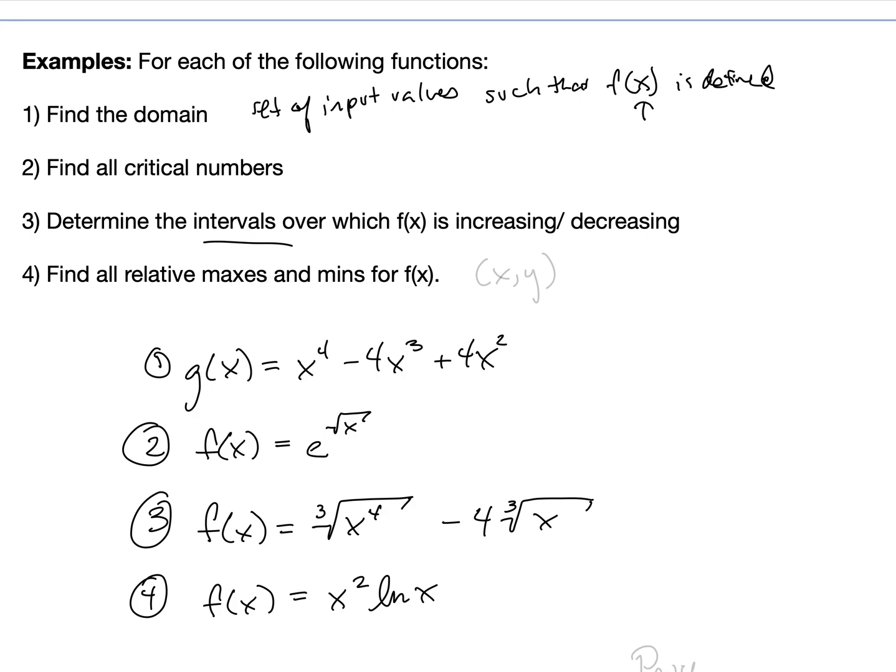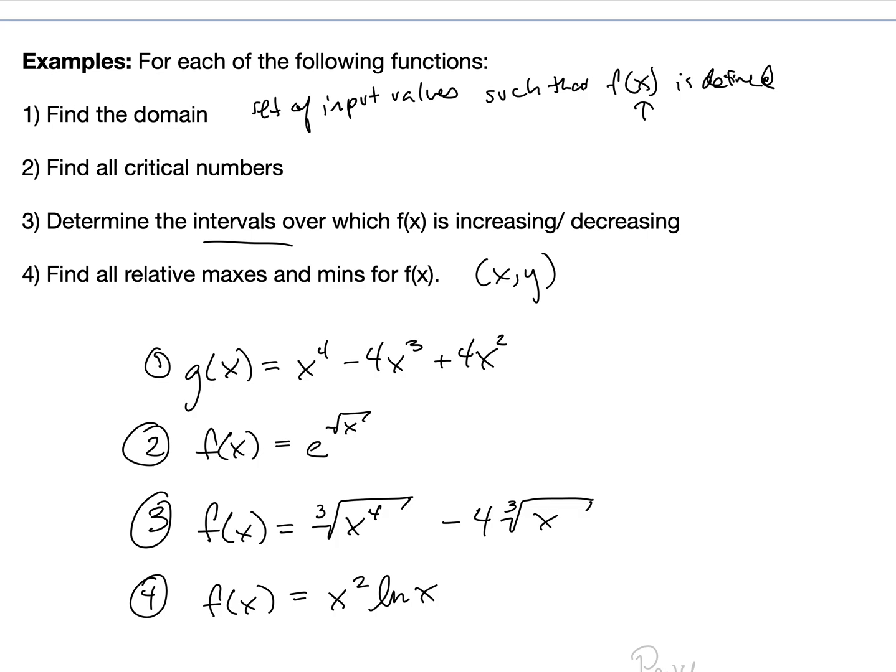Okay, so we want to find the domain, we want to find all the critical numbers, and we want to determine the intervals over which the function is increasing or decreasing, and find all relative maxes and mins for the function f of x, and we'll write those in the form x comma y as points.